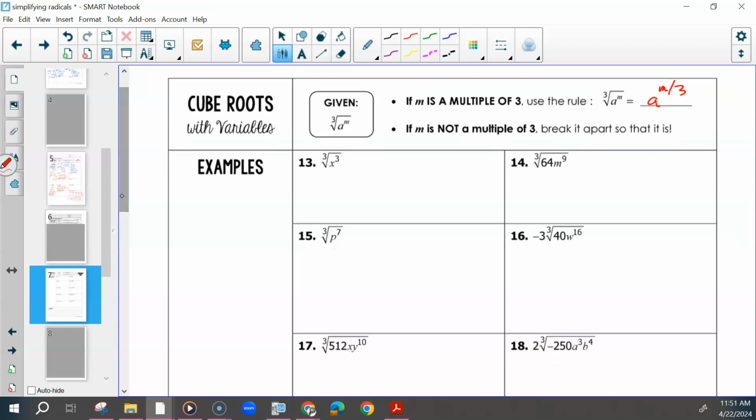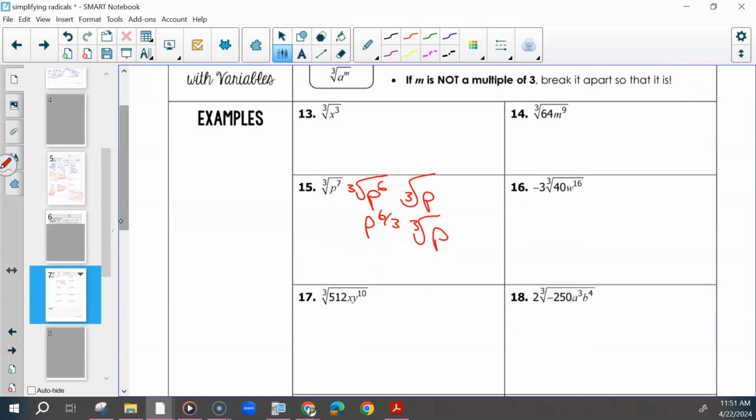So let's skip 14 for now, do 15 so you can see all the different rules. So if I'm using this, I know 3 does not go into 7 well. But I know 6 does. So in this case, there would just be 1 left over. But sometimes it's 2. It depends on the problem. And I know this would be the same thing as p to the 6 over 3, which would be p squared.